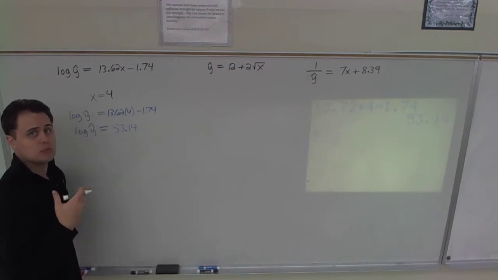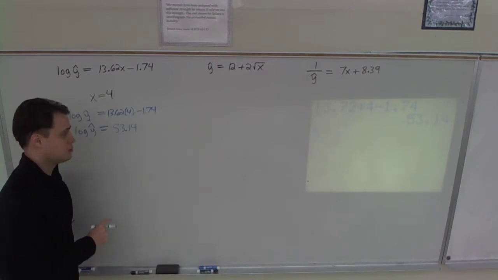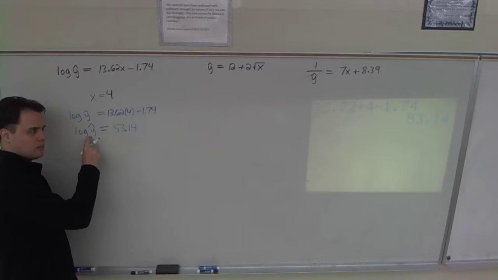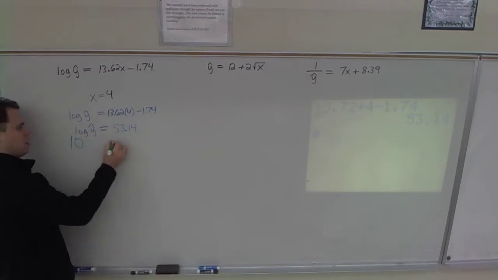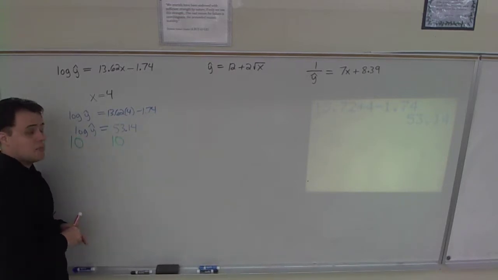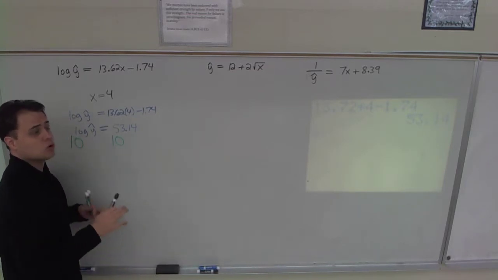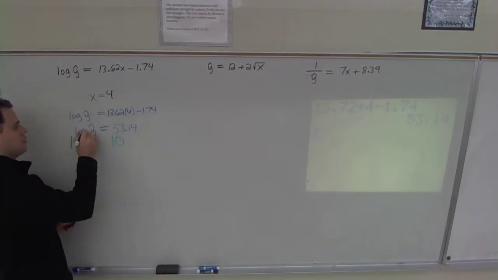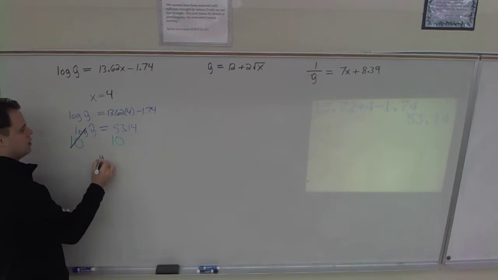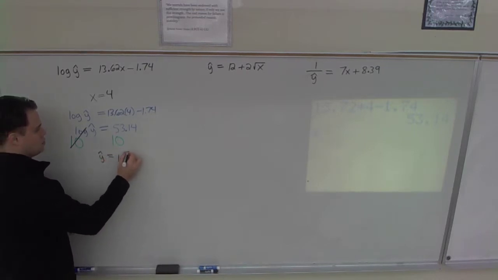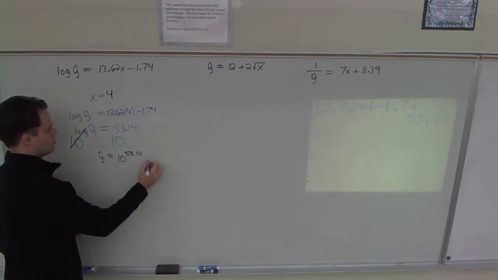To get rid of logarithms, you apply the exponential on both sides. This is base 10 if it doesn't have a number there. So I apply base 10 to both sides. I'm not multiplying by 10. I'm raising each side to 10. That's what allows you to cancel the logarithm and get y hat. So you just got to go 10 to the 53.14 over here.